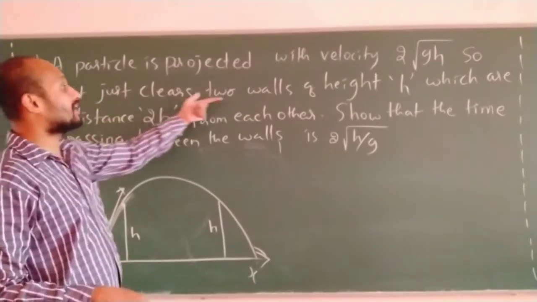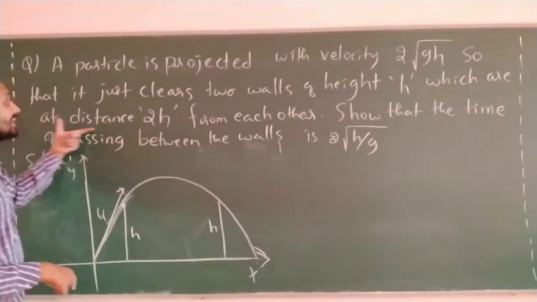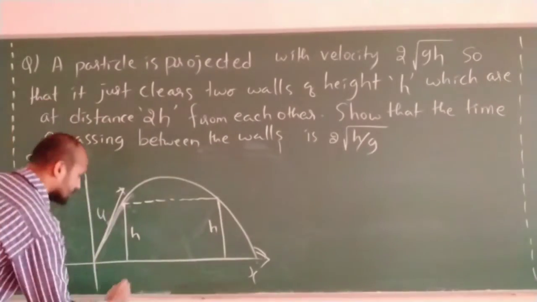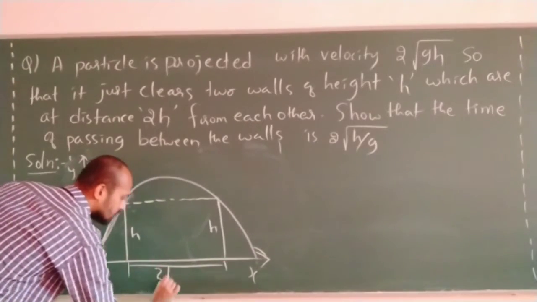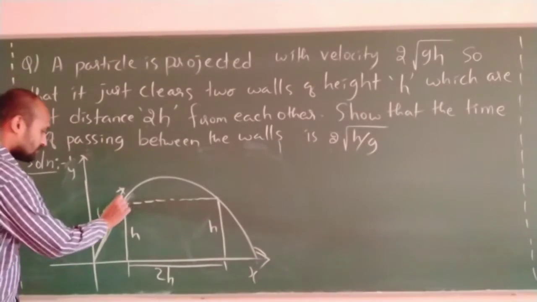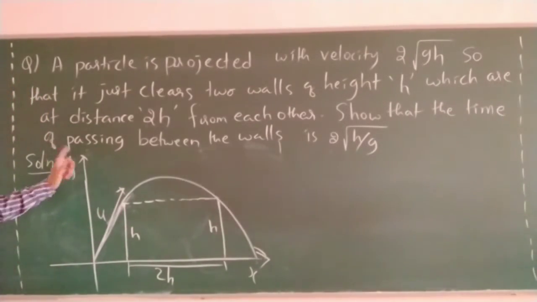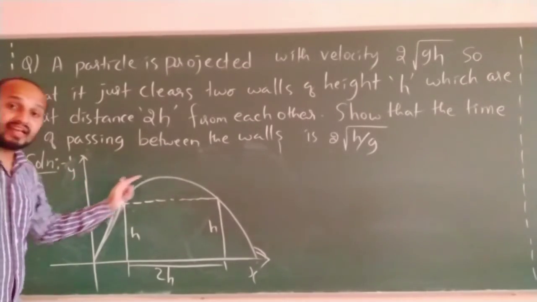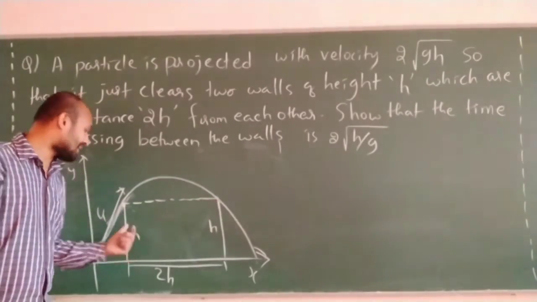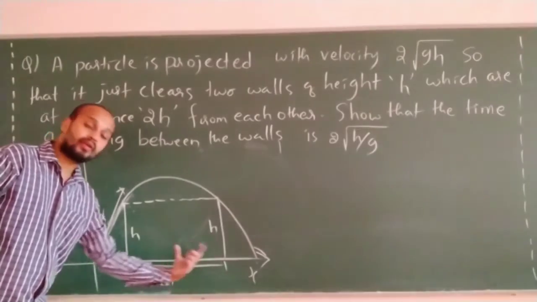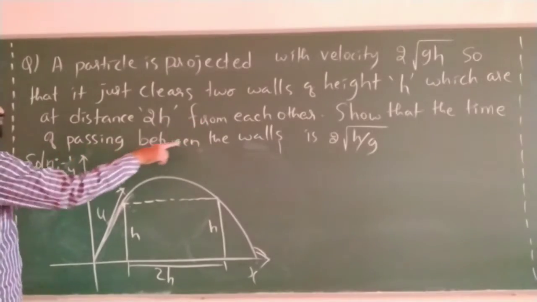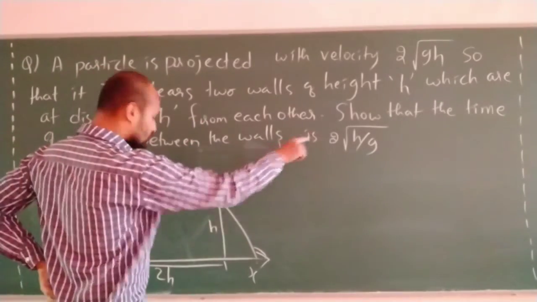So that it just clears two walls of height h which are at a distance of 2h. So this projectile motion, which is given with initial velocity u, moves in such a manner that it just passes through 2 points on the top of the walls which are having the same height h, and the distance between the walls is 2h. This is what is given in the question. Show that the time of passing between the walls is 2 into root of h by g.